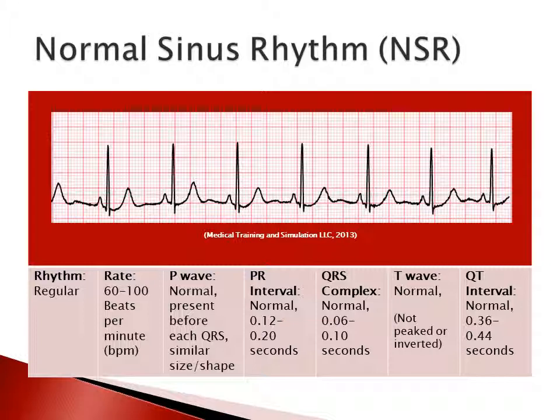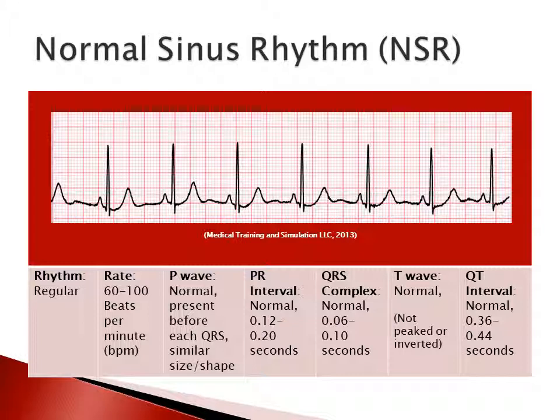So on this slide we see a rhythm strip that shows how normal sinus rhythm appears. And the bottom portion of this slide shows the characteristics of the rhythm and follows the same steps of interpretation that we'll be using from this point forward to analyze and interpret all of the rhythm strips.